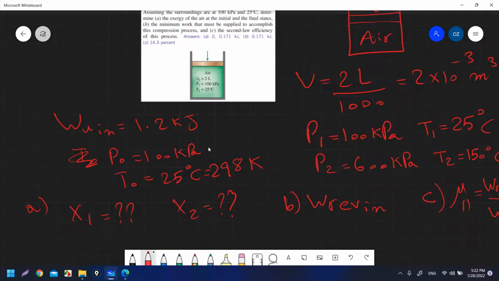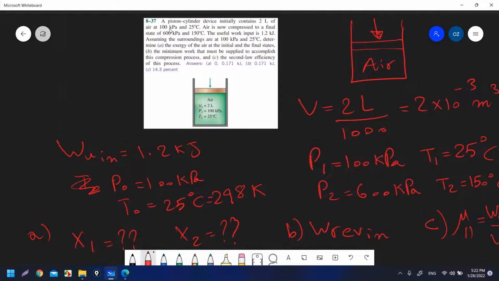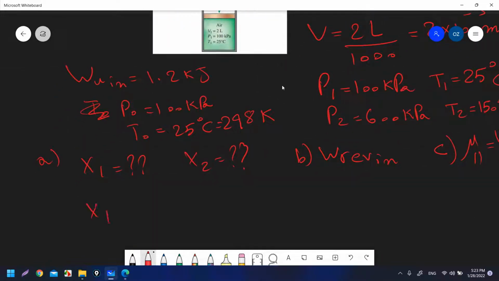Okay, now for part A, he said he wants me to find x1 and x2. As you can see, for x1, I am looking at state 1, 100 kilopascal the pressure and the temperature 25 degrees Celsius. The surrounding properties or state is 100 kilopascal the pressure P naught, and also T naught is 25 degrees Celsius. So the surrounding and state 1 have the same properties, the same pressure and temperature. That means that x1 will equal 0.